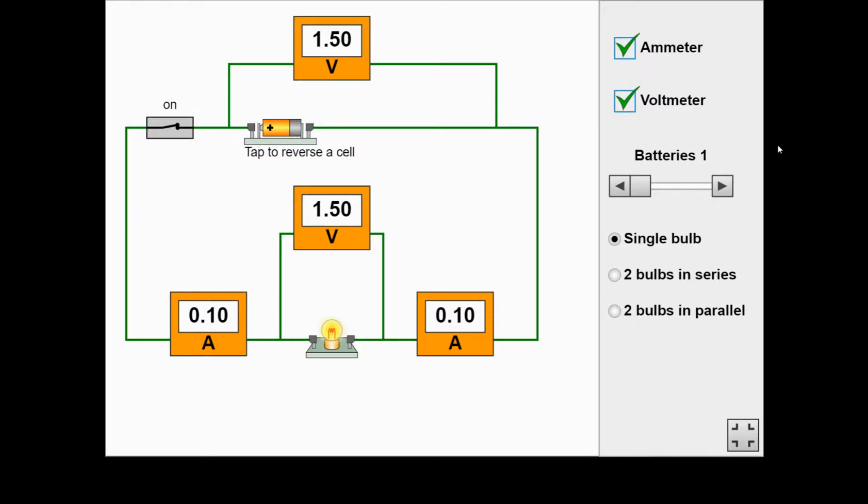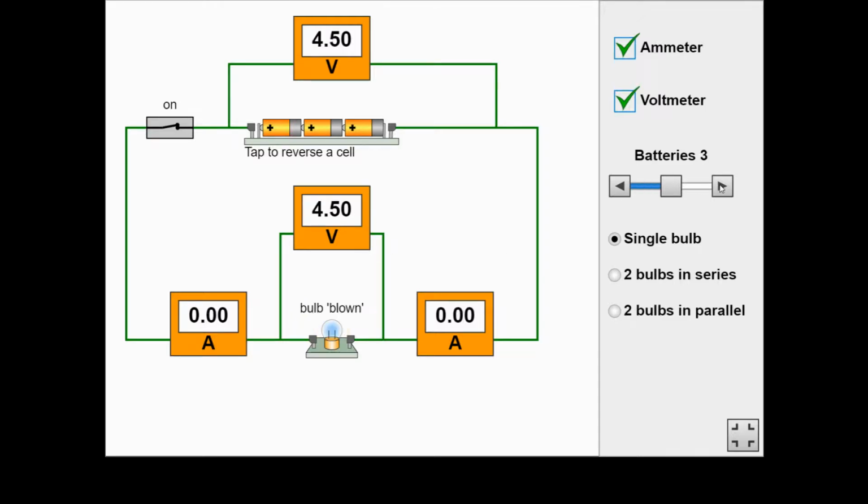Now, what happens if I add an extra battery? Notice the light gets brighter and everything has doubled. So the potential difference being given off by the battery, remember that is the energy being transferred to every coulomb of charge, has doubled. How much the lamp is taking has doubled. And also the current has doubled. Now, I did say there is very much a relationship between voltage and current.